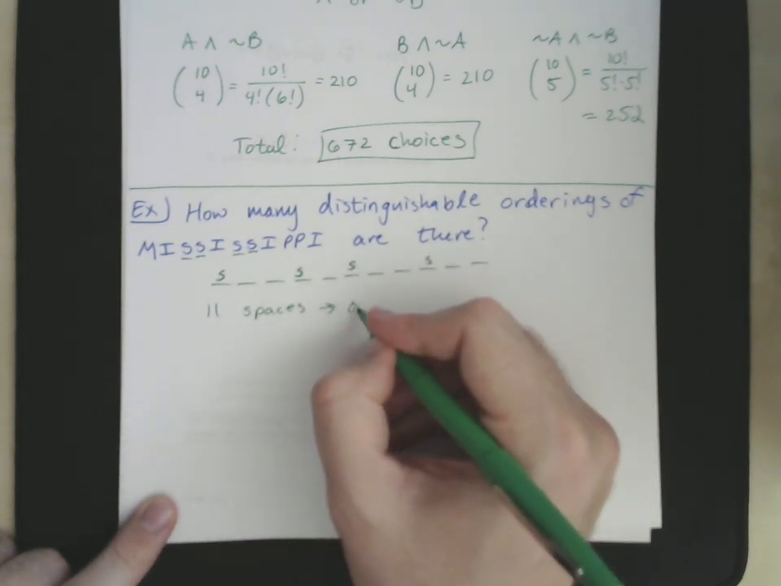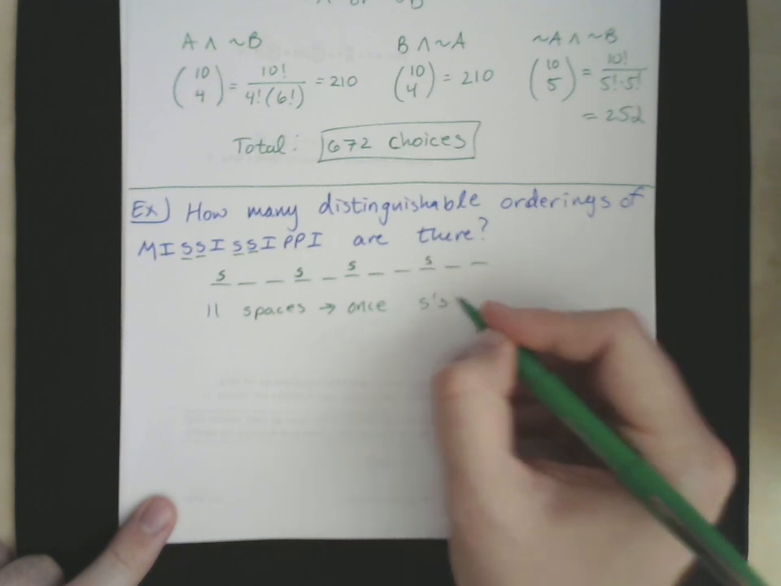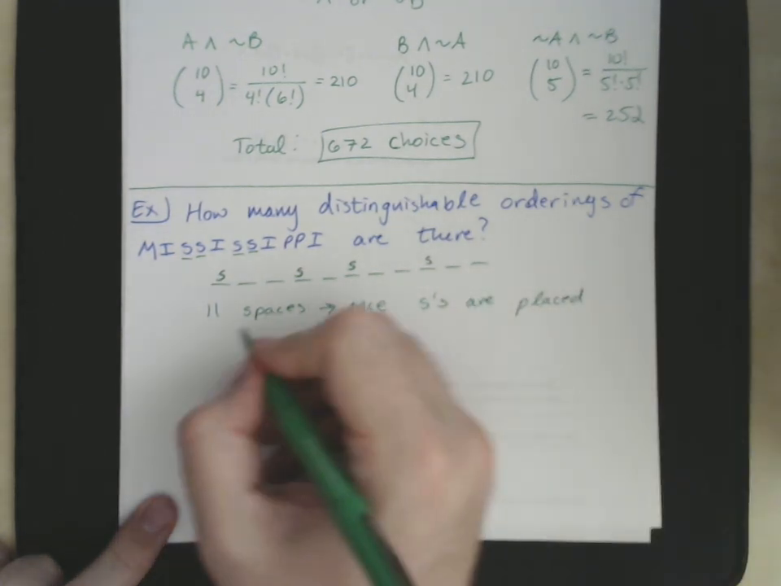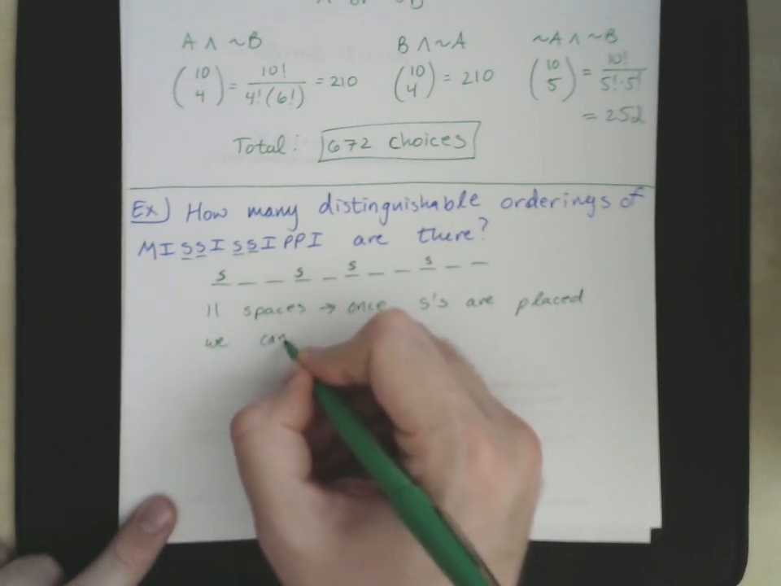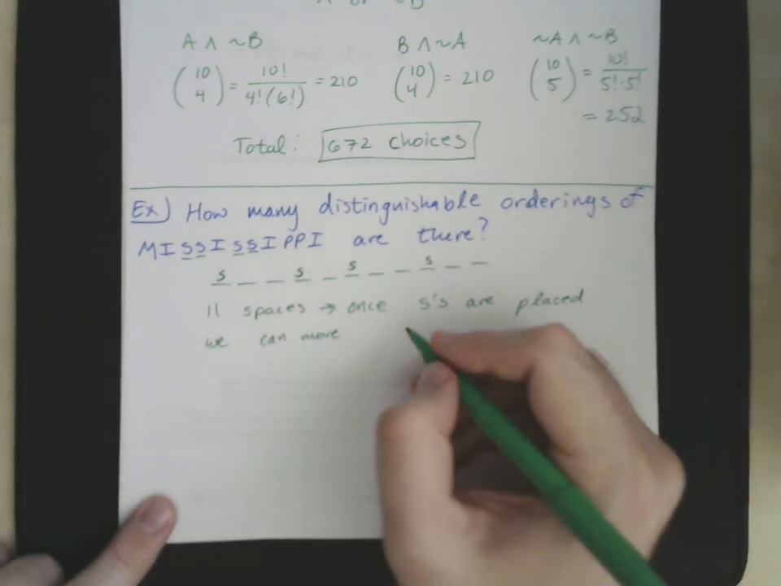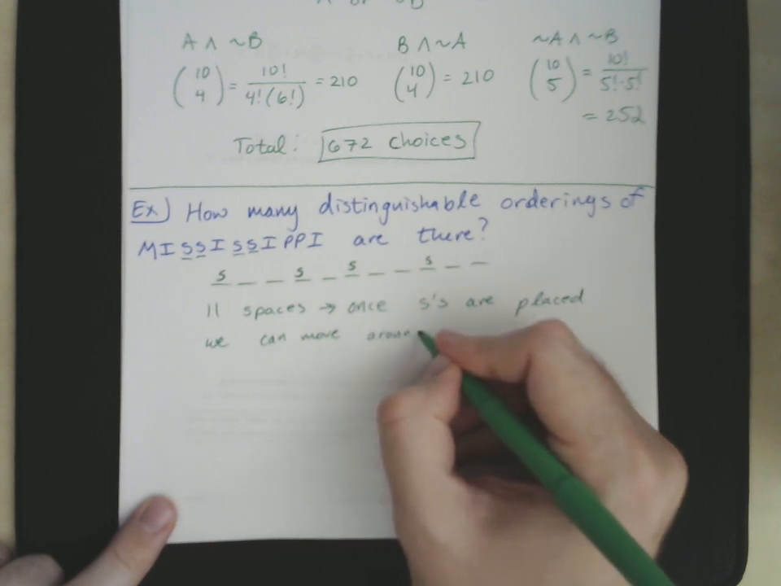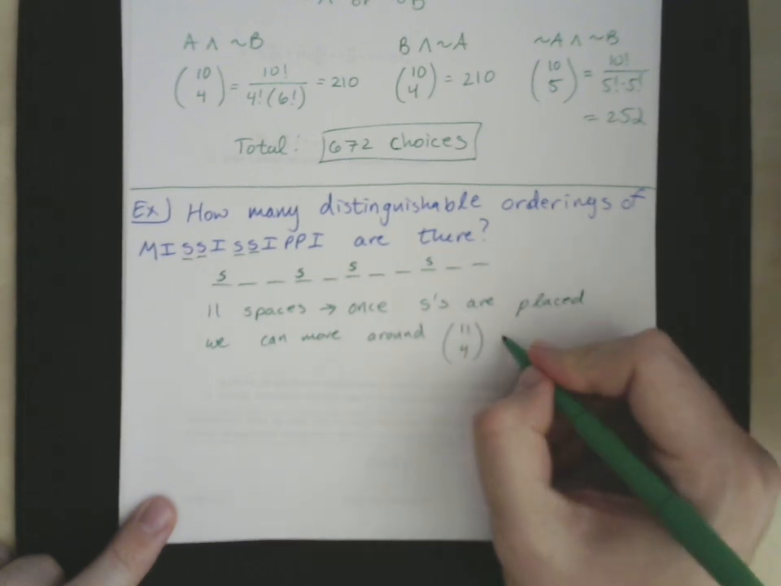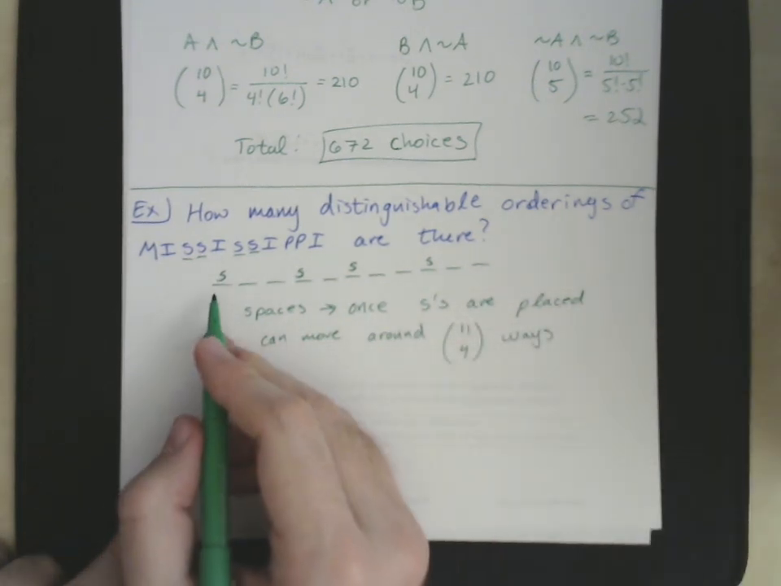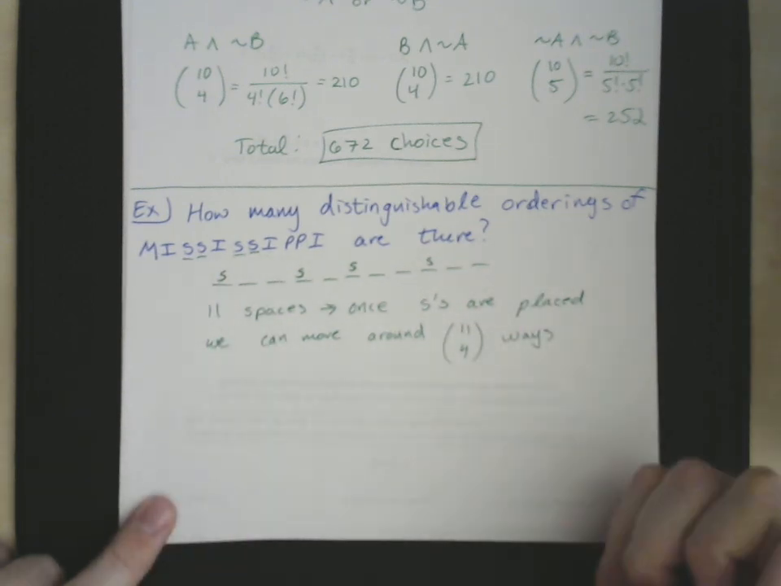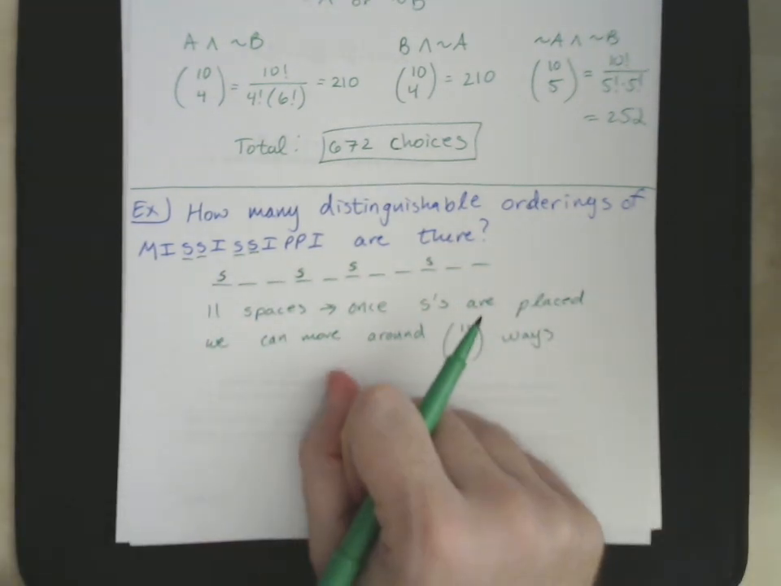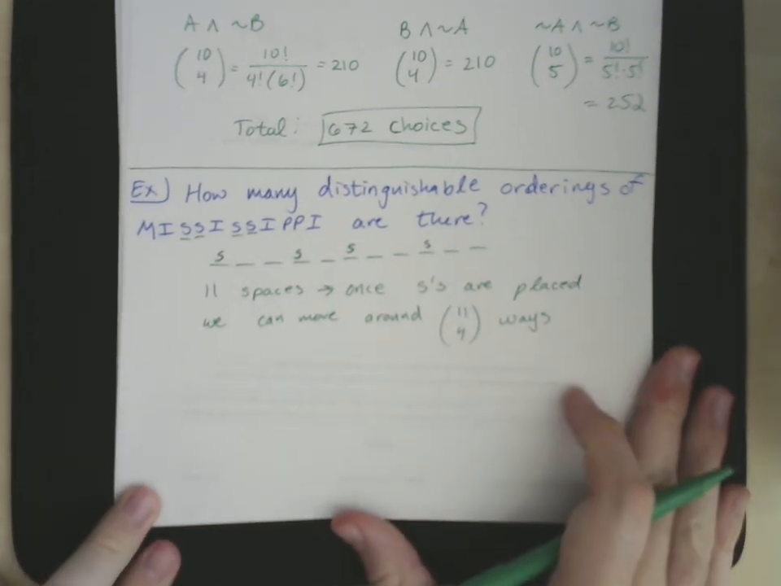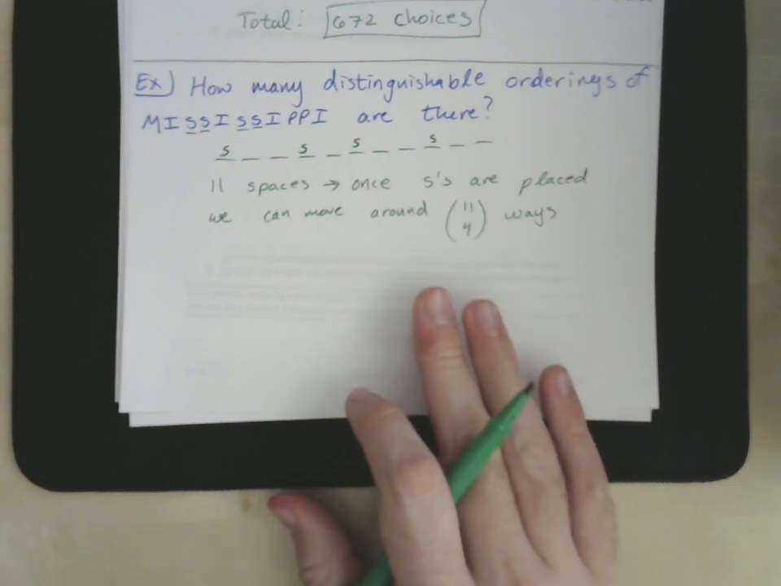So once the S's are chosen, or placed, we can move them around. Exactly 11 choose 4 ways, because we have 11 spaces and we have 4 letters to place. And so we can place them anywhere we want. This is one configuration, one example. And so there are 11 choose 4 different ways that we could place S's first.